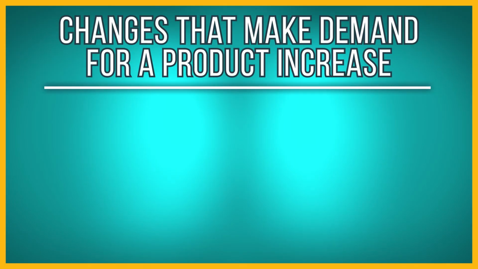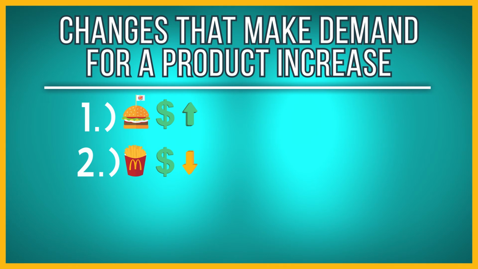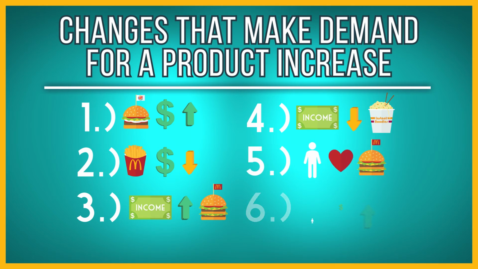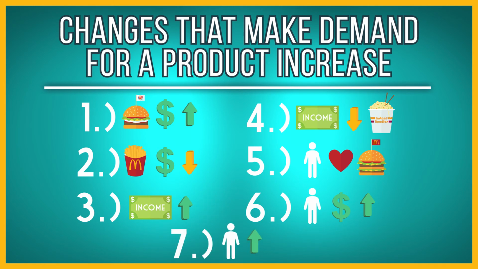Here are changes that tend to make the demand for a product increase. The price of a substitute increases. The price of a complement decreases. Consumer incomes increase and the good is normal. A good is normal if demand increases when incomes increase. Most goods are normal. Consumer incomes decrease and the good is inferior. A good is inferior if demand decreases when incomes increase. Consumer preferences for the good intensify. Consumers expect the price of the good to rise. The number of consumers increases.